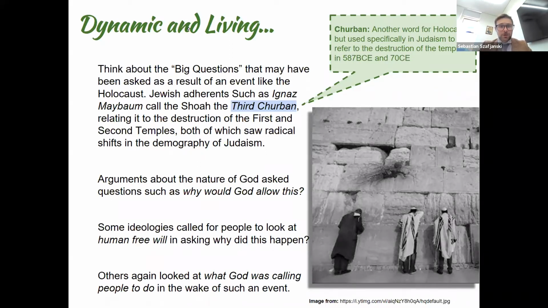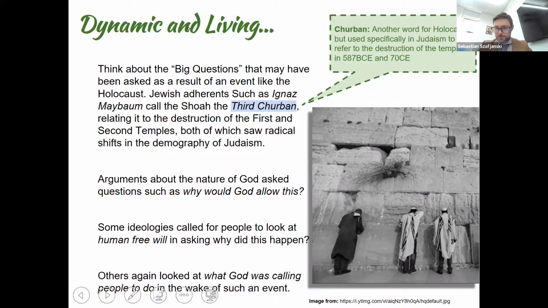Arguments about the nature of God ask questions like, why would God allow this? And this is a question that us as people, if anyone believes in some sort of supreme being, supernatural being, if you remember your very first unit in Nature of Religion, can ask of God. Why would you allow this? Or some ideologies call for people to look at human free will in asking why did this happen, rather than looking at God.